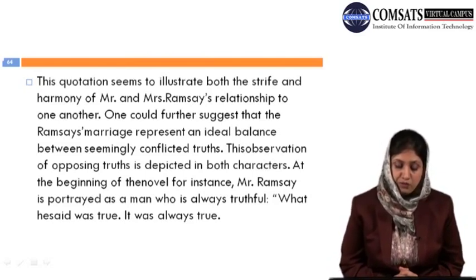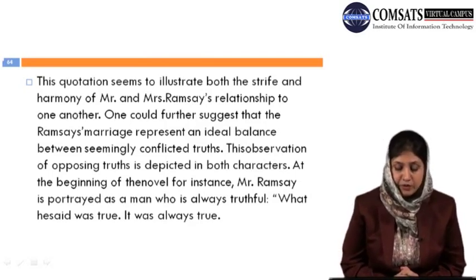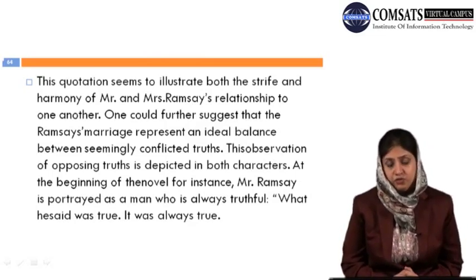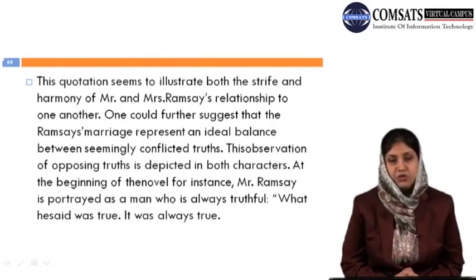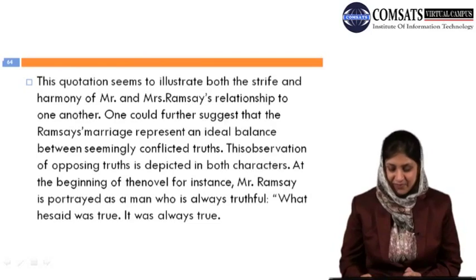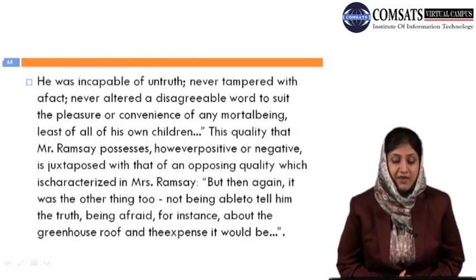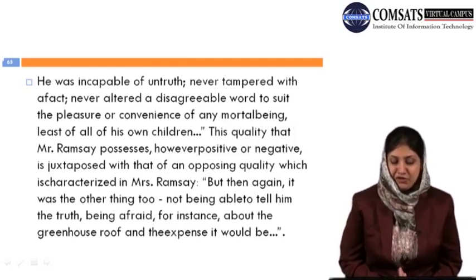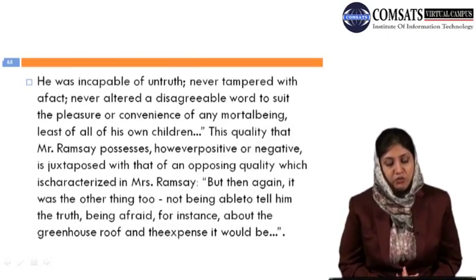This observation of opposing truths is depicted in both characters. At the beginning of the novel, for instance, Mr. Ramsay is portrayed as a man who is always truthful. "What he said was true. It was always true. So he was incapable of untruth, never tampered with a fact, never altered a disagreeable word to suit the pleasure or convenience of any mortal being, least of all of his own children."